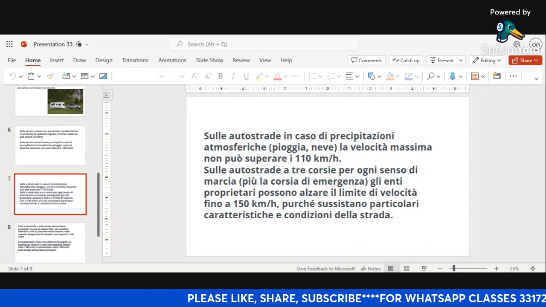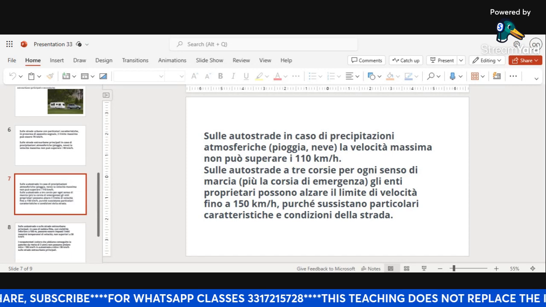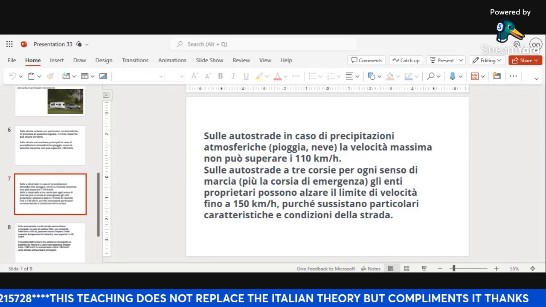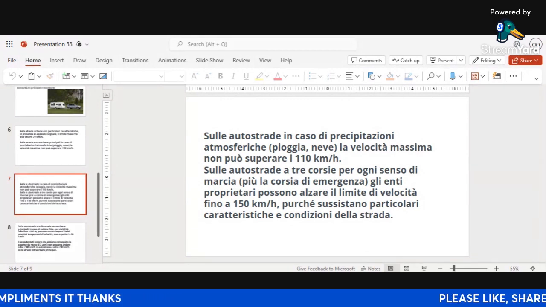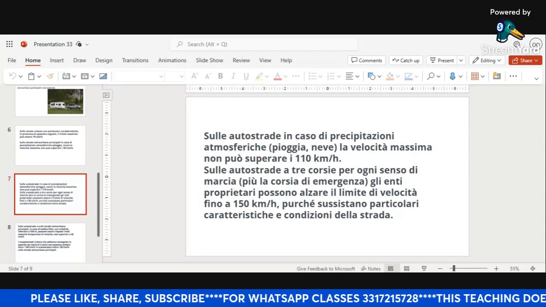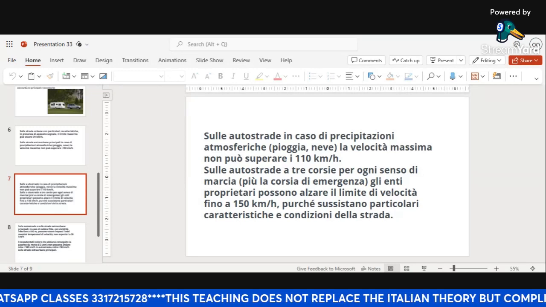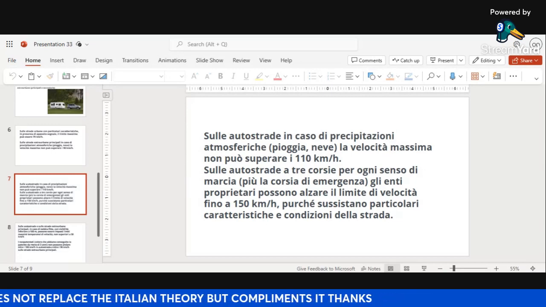Okay, now another one. It says, "Sull'autostrada a tre corsie per ogni senso di marcia più la corsia di emergenza, gli enti proprietari possono alzare il limite di velocità fino a 150 km per ora, qualora sussistano particolari caratteristiche e condizioni di strada." Now, let me not confuse you. For the autostrada, the maximum speed limit is 130. If it is raining, remove 20 and you'll be left with 110. But for this same autostrada, for a road where you get 3 lanes for each senso di marcia, we use 3 lanes to go, other people use 3 lanes to come, plus the emergency lane, so we'll have more lanes.